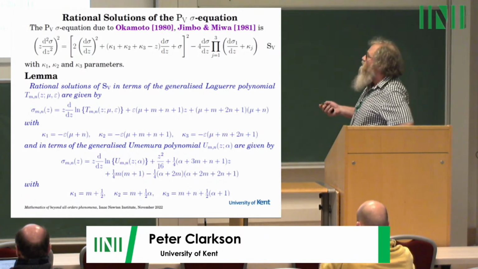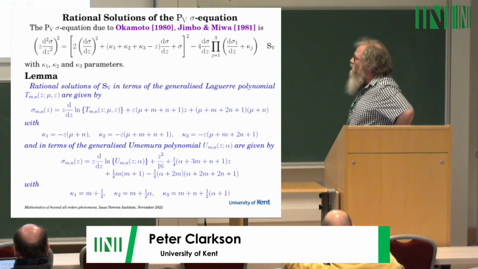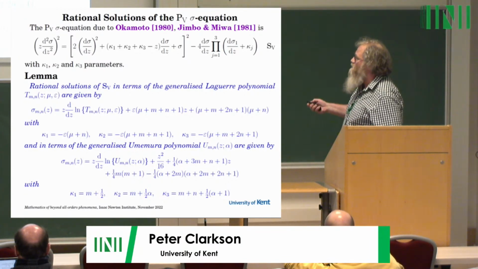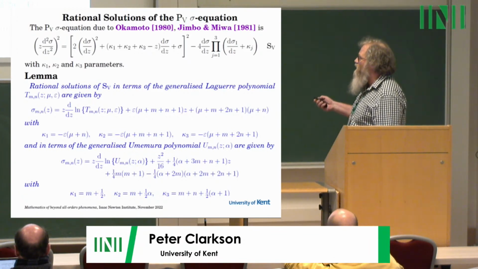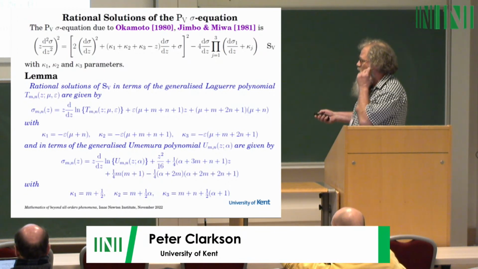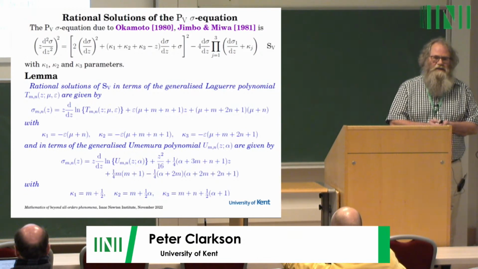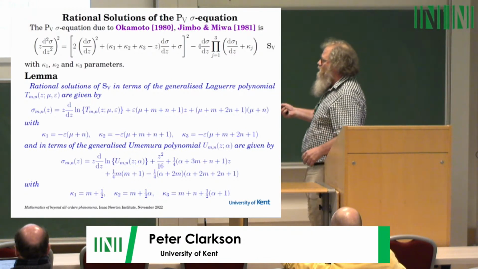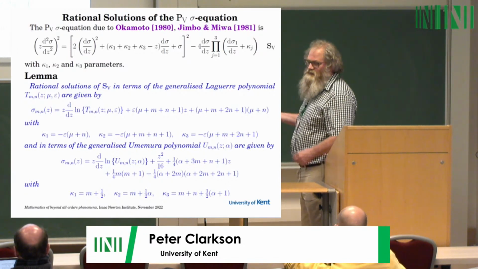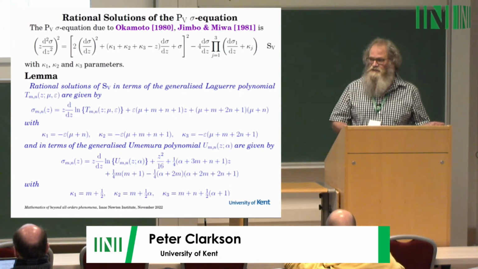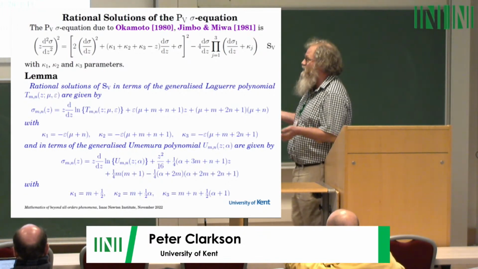So for Painlevé 5, this was written down by Okamoto and Jimbo and Miwa. And you can write the rational solutions in terms of the generalized Laguerre polynomial and the generalized Umemura polynomial. Now, one of the reasons I said these are somewhat simpler to write down is that now these only involve one of the polynomials, whereas I had to have 4 of the polynomials to write the solutions down for Painlevé 5. So in some respect, this is why it's somewhat a simpler issue that they only have one of them involved.